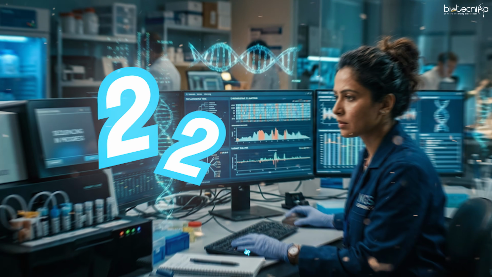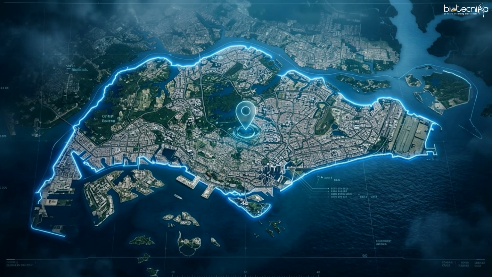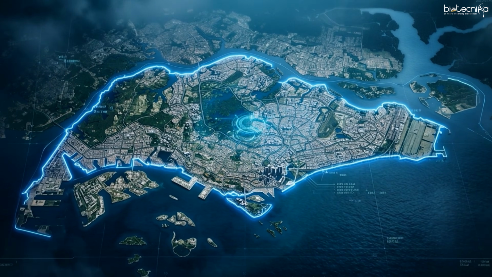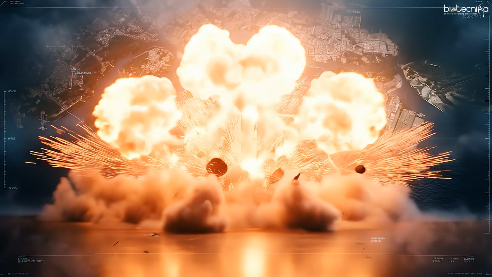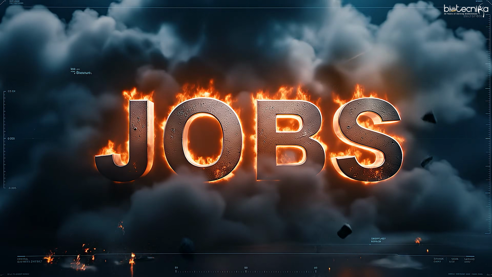So basically, India's NGS annual job growth rate is 22%, which is second only to Singapore. And Singapore is a very small country. That means we are looking at a massive explosion in jobs in the Indian subcontinent.